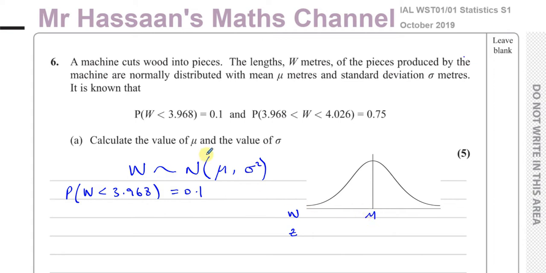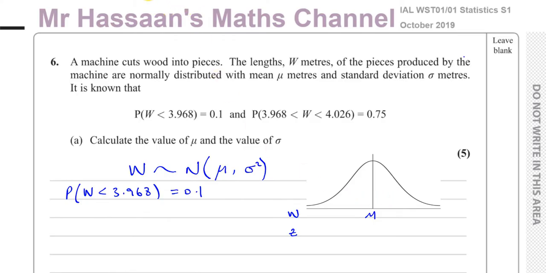They've told us that the probability that the length W meters of the wood is less than 3.968 is 0.1. Now, the probability is given by the area under this curve. The area under this curve gives the probability of something. And as the total probability of anything is equal to 1, the total area under this curve is equal to 1.